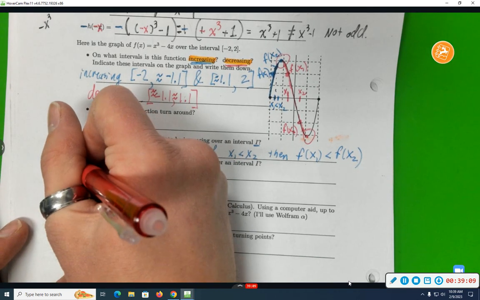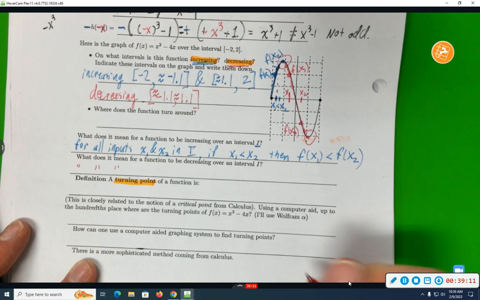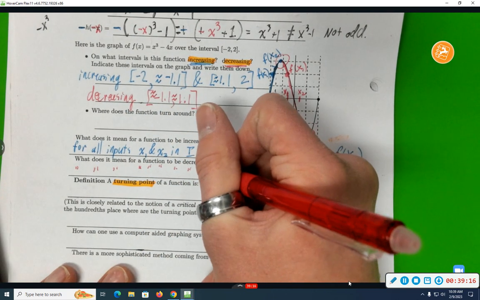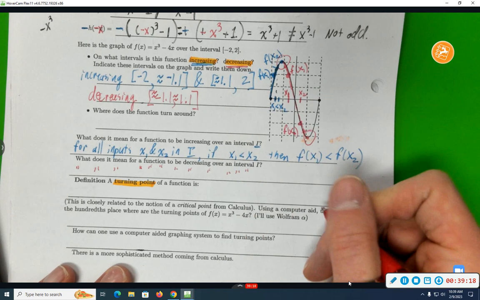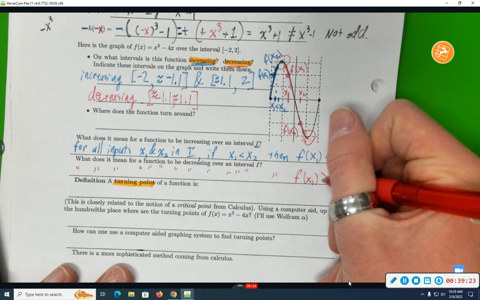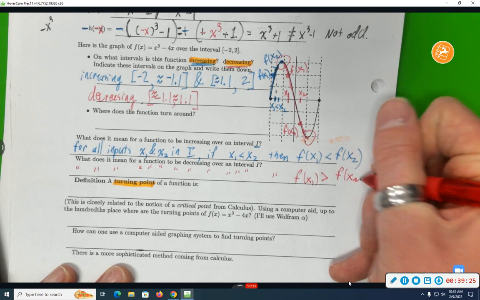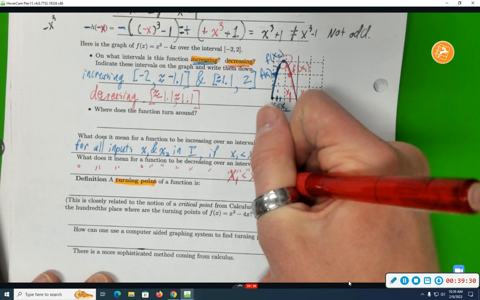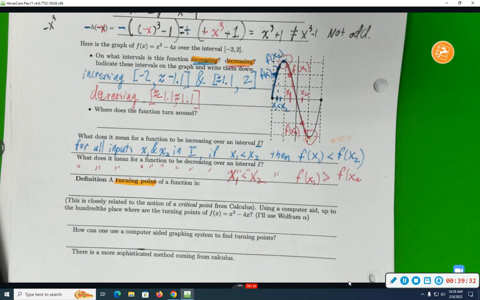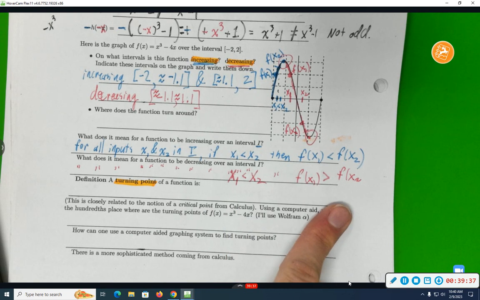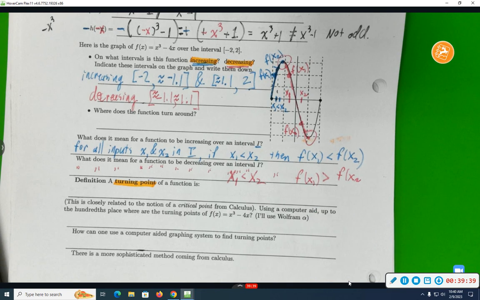So I'm going to use the ditto marks: for all inputs x1 and x2 in the interval I, if x1 is less than x2, then f of x1 is greater than f of x2. So a decreasing function flips inequalities. If you have two inputs in some order, the outputs will be in exactly the opposite order. That's what it means to be decreasing. Hopefully good?